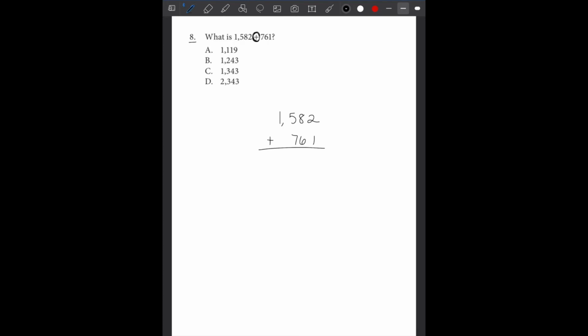So 2 plus 1 is 3. 8 plus 6 is 14. 1 plus 5 is 6. Plus 7 would be 13. And 1 plus 1 is 2.